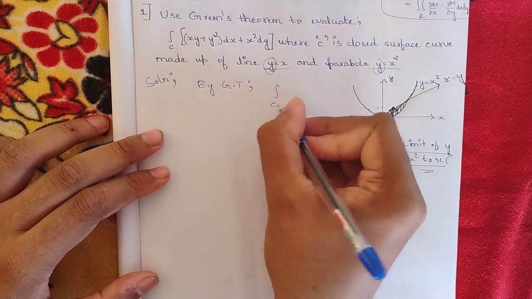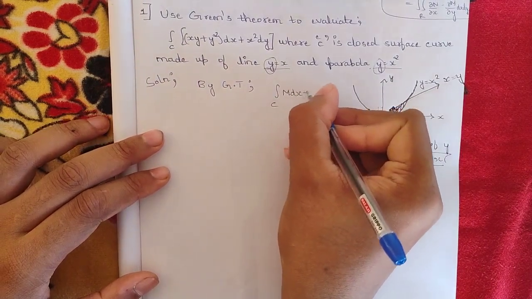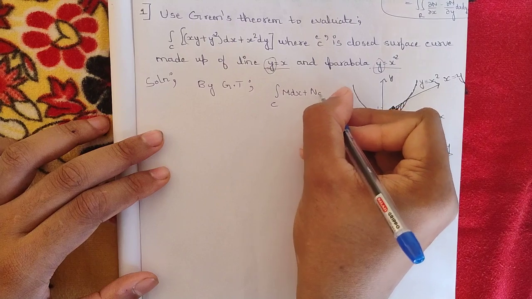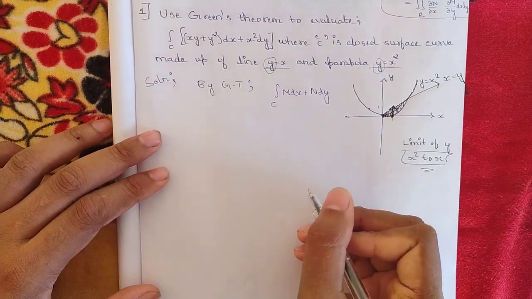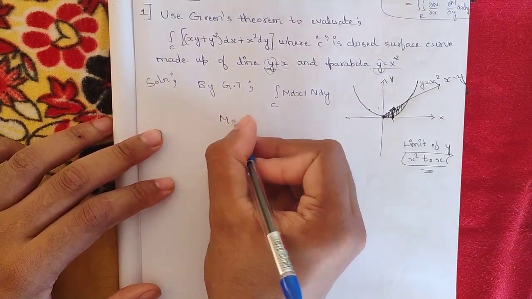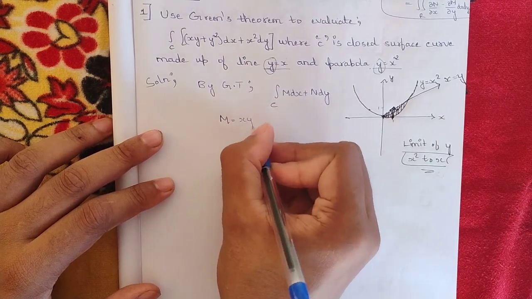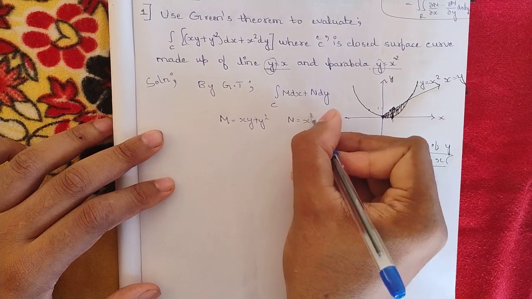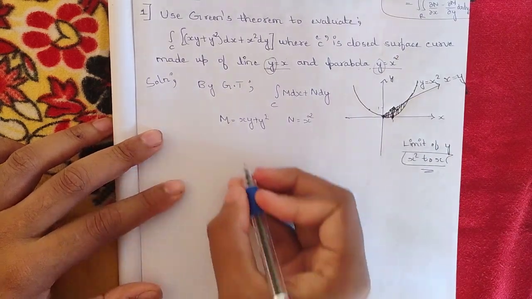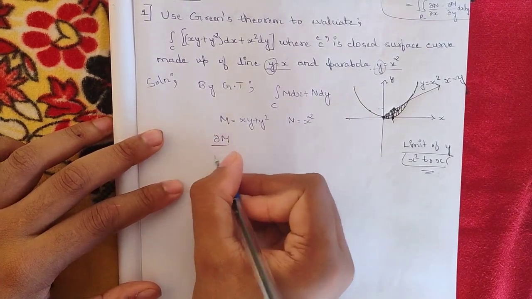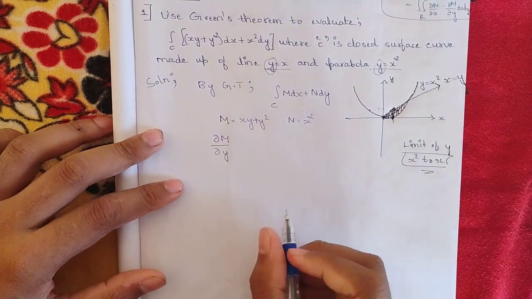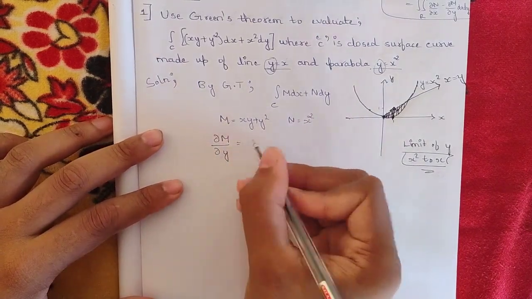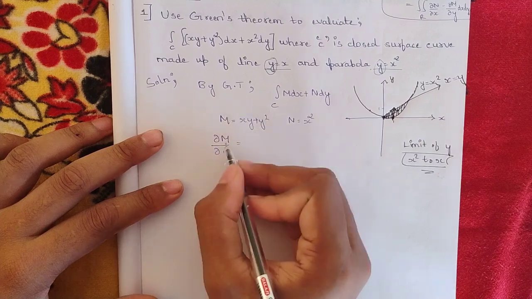We know that M dx plus N dy. Here in the given question, M is equal to xy plus y square and N is equal to x square. So now on the right hand side we have one term, dou M by dou y. Let us solve that. That is, we should partially differentiate this term with respect to y.